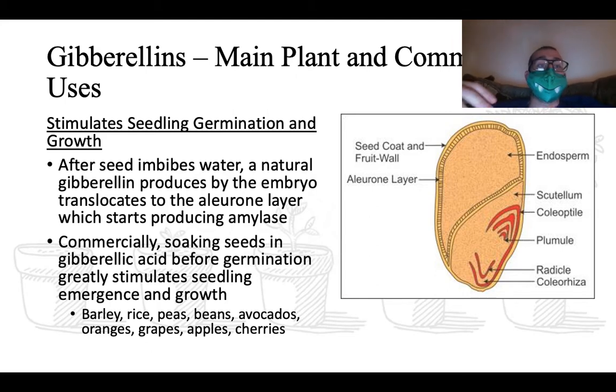Really, gibberellins and abscisic acid play this dual role of gibberellins promoting germination and abscisic acid maintaining seed dormancy. And it's both of these hormones that interact and eventually, due to particular environmental conditions, will result in a decrease in abscisic acid, an increase of gibberellins, and then your seed will germinate. We'll get to abscisic acid in a second.